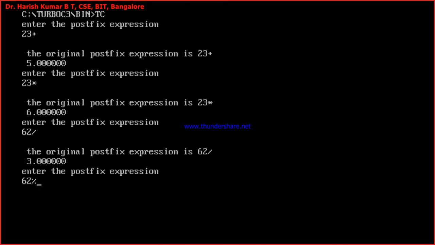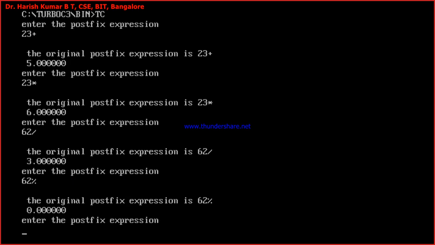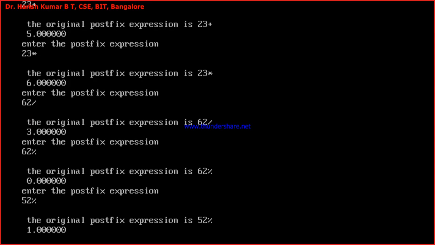6 2, now I'll enter modulus. Alt F5. So 0, because it gives the remainder of 6 by 2. When you do the modulus operation, what is the remainder you get? 0. Okay, I'll take a different one. So Control F9. Now what I'll enter is 5 2 modulus. You get the remainder as 1. So remainder is 1.